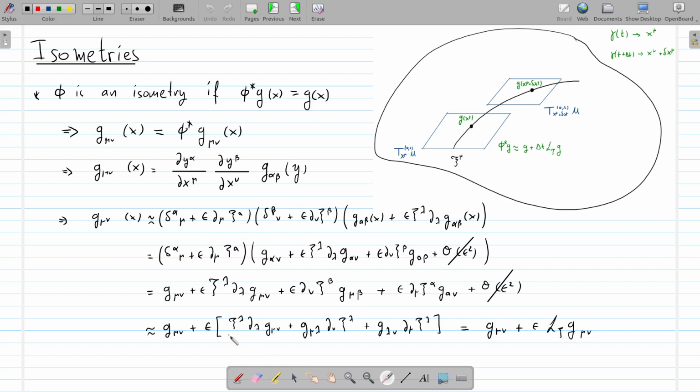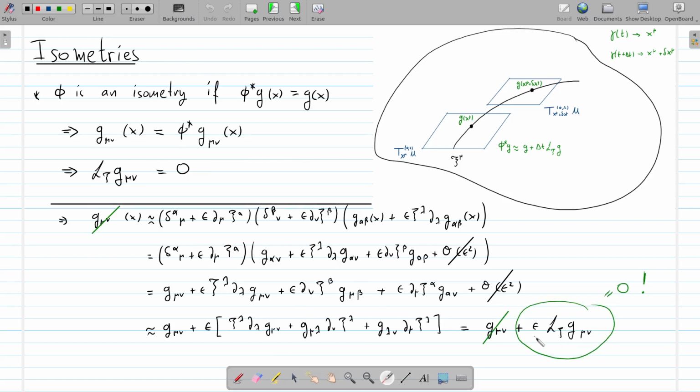Now, if you see, the terms of order epsilon are nothing but the components of the Lie derivative of the metric in the direction of xi. So if phi is an isometry, then those left-hand sides and right-hand sides must be equal. The 0th order terms cancel, and therefore the 1st order term must be equal to 0. And this way we obtain a local condition that the metric should satisfy, and it is nothing but that it is left invariant along the integral curves of the vector field xi.